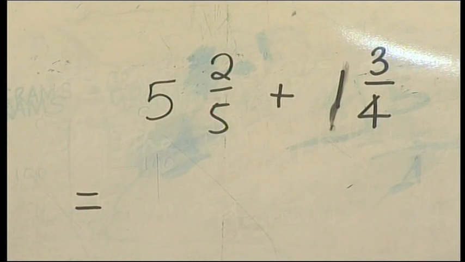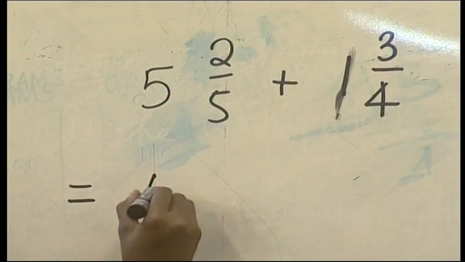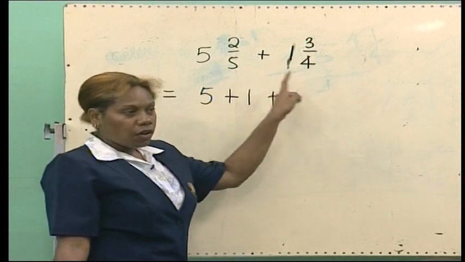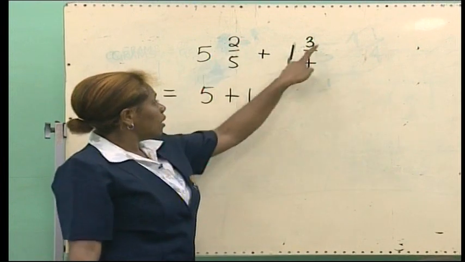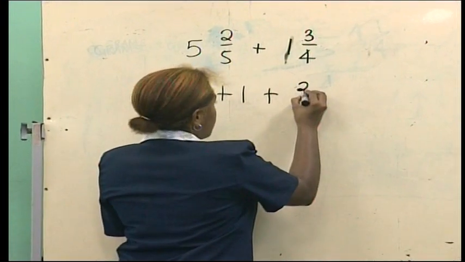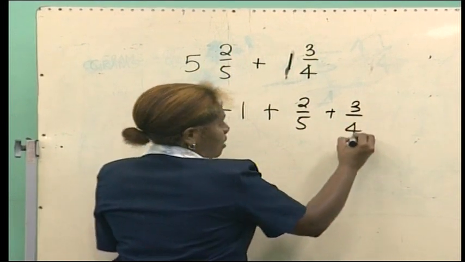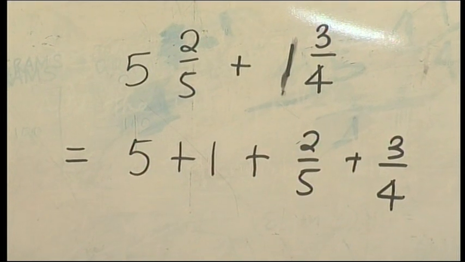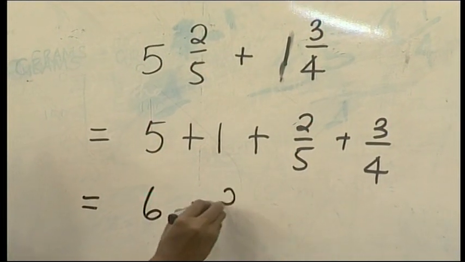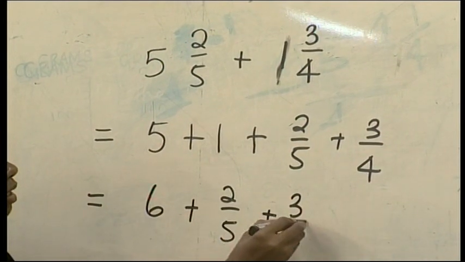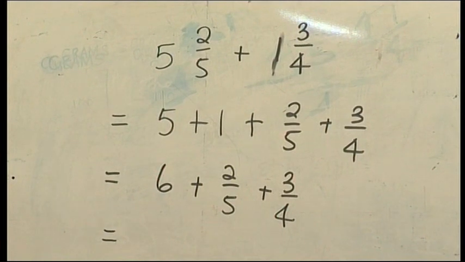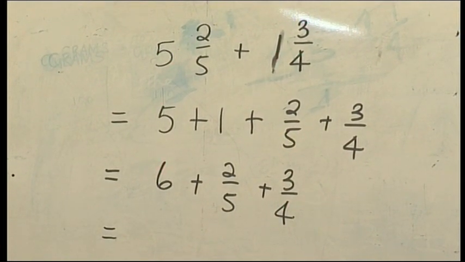So what 2 whole numbers do we add? 5 plus 1 plus, okay, don't forget the 2 here. What do we call these 2 fractions? Proper fractions, yes? So 5 plus 1 plus 2/5 plus 3/4. Okay, then what's the next step? Okay, 5 plus 1 is? 6 plus 2/5 plus 3/4. Okay, when you're trying to add the 2 proper fractions, they have different denominators, so what are you going to do?